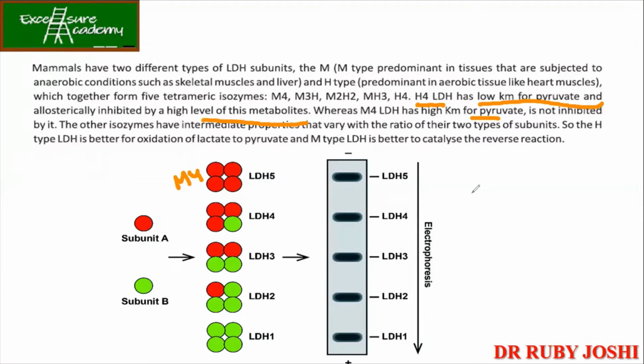तो आपको क्या याद रखना है? H4 है, so it has got low Km for pyruvate. M4 है, so it has got high Km for pyruvate.